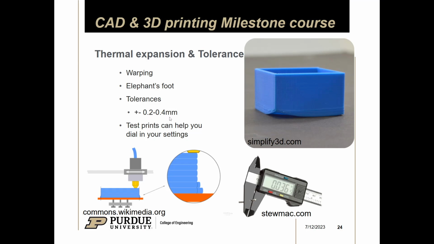Typical tolerances for 3D printers, I usually say, are about 0.2 to 0.4 millimeters. So if you wanted something to be 20 millimeters wide, there's a chance that it might be 19.8 millimeters, or it could be 20.2, right? So again, it's not exact, so that's why you might need to add or subtract a little bit of material in your design for the printer to print it the way you want.